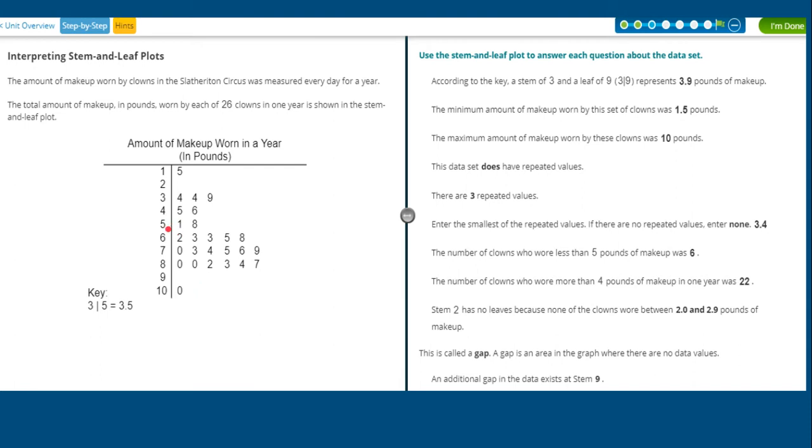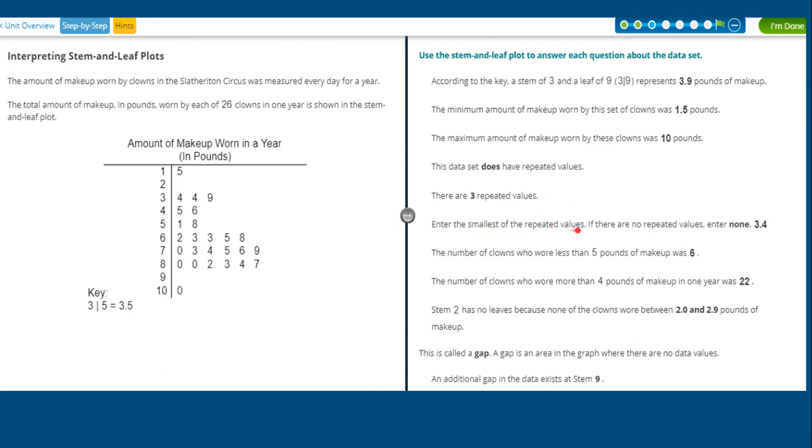Okay, you should have seen that 3.4 repeats twice right here. And then you got 6.3 repeats twice right here. And I think you got one more, I see it. 8.0 is repeated twice right here. So you got 3 different values that repeat twice: the 3.4, the 6.3, and the 8.0. So there are 3 repeated values.